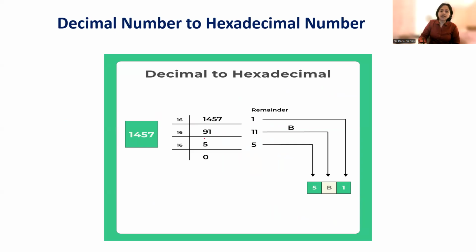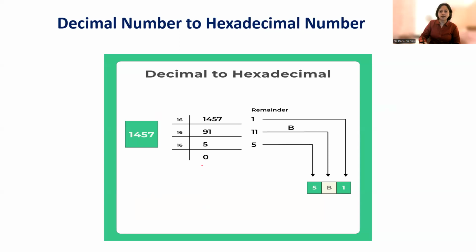Now again, you will divide 91 by 16. So 16 into 5 is 80. So the remainder is 11, right? And then again, you will divide this 5 by 16. So 16 into 0 is 0. So the remainder is 5. Because it is 0, now we will stop here.